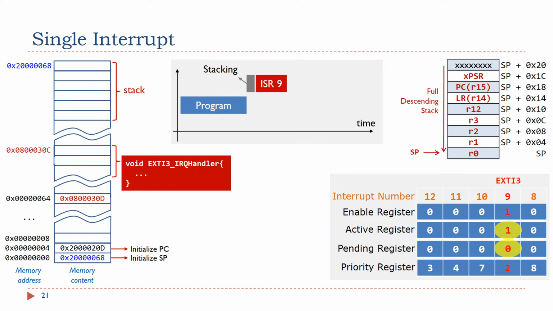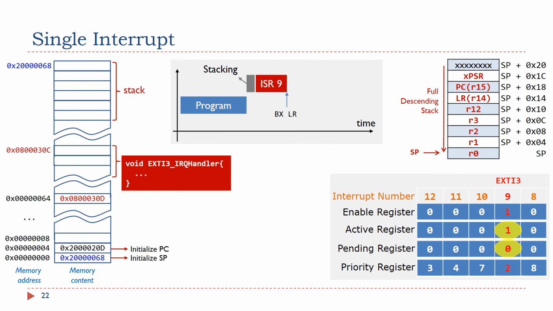Then, NVIC looks up the interrupt vector table, and finds the starting address of the interrupt service routine for external interrupt 3. Next, NVIC changes the status of interrupt 9, from the pending state to the active state. After that, NVIC forces the processor to branch to the interrupt handler, and starts to execute the interrupt handler.